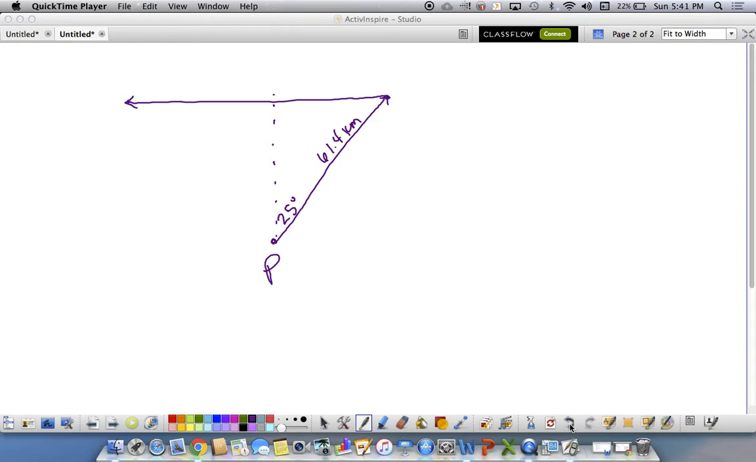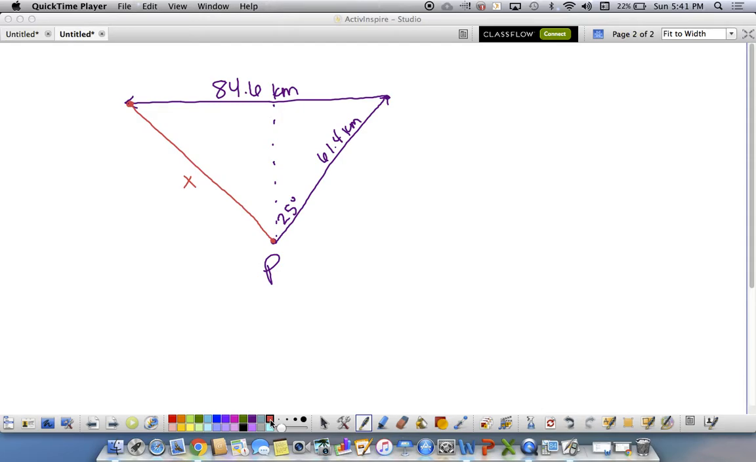So it's going due east, and it travels 84.6 kilometers. Okay, so now it's asking, how far is it from the port? And what is the bearing from the port? So we've got to figure out a few things. There's lots of stuff here we need to figure out.